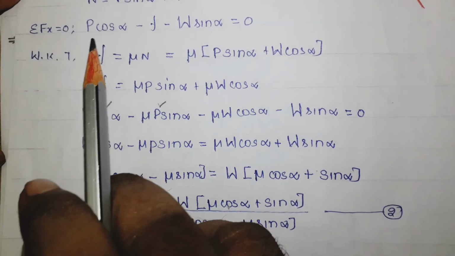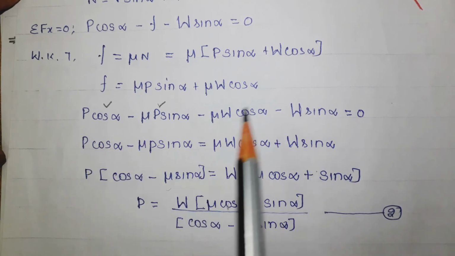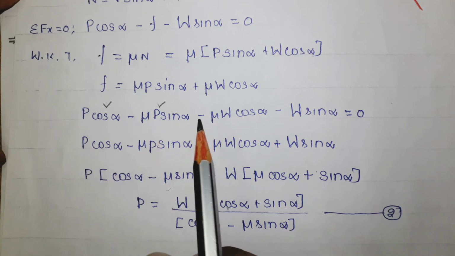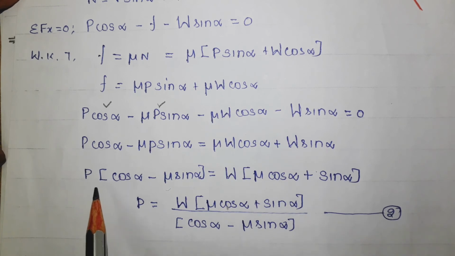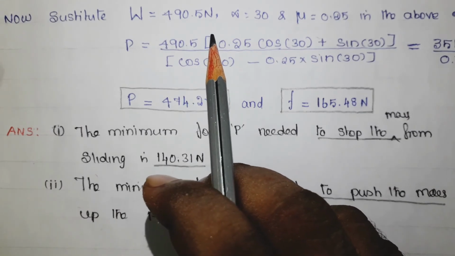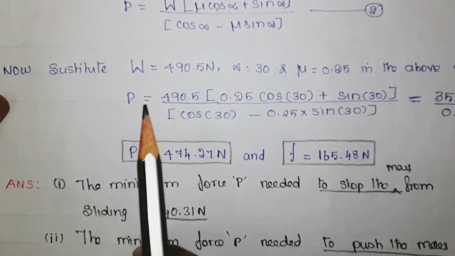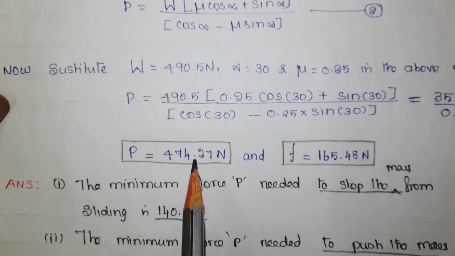So finally this equation will become something like this. Among these four terms, you pick the terms which have P, take the remaining terms to the right hand side, and take P out. If you rearrange this equation, you will get something like this. Let me take this as equation number 2. Now substitute these values, W equal to 490.5 Newton, alpha and mu, into equation 2. Finally you will get something like this, and from this you can get the answer for P, which is 474.27 Newton.